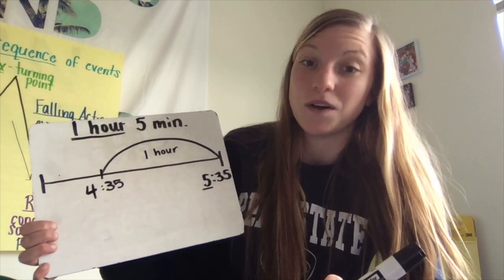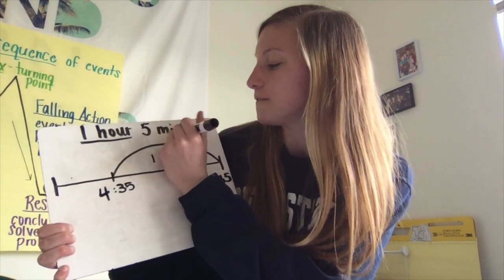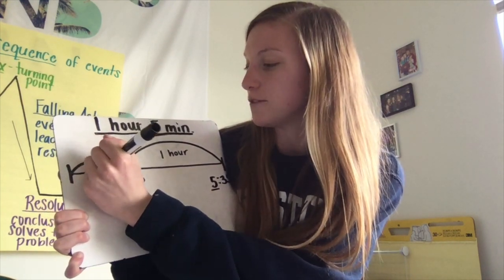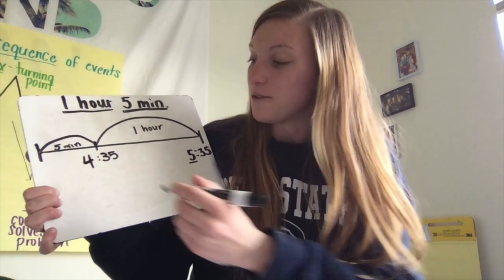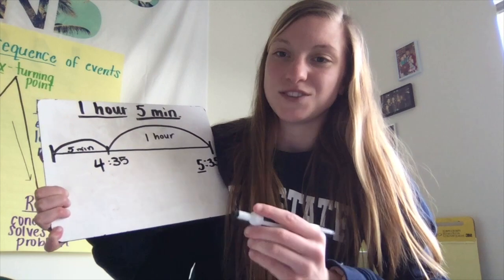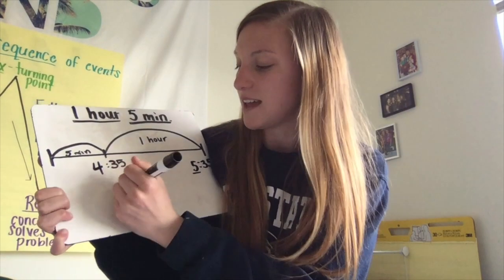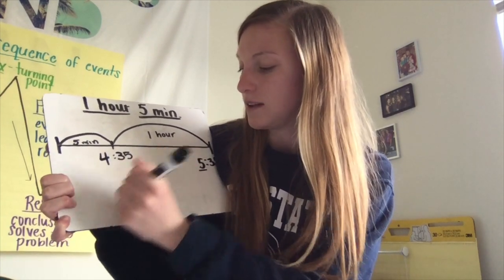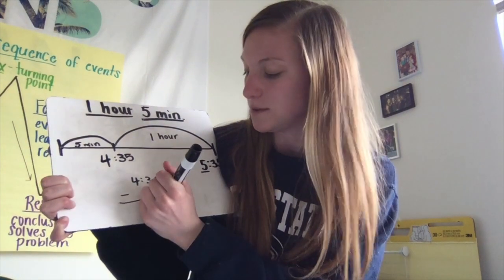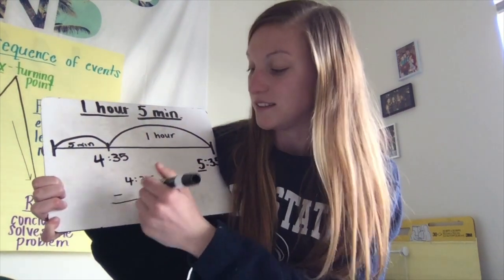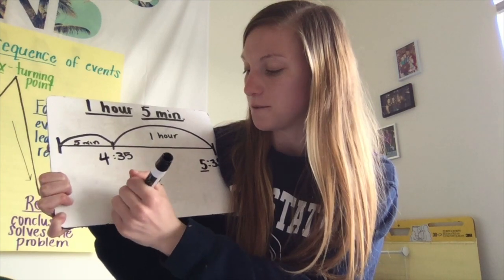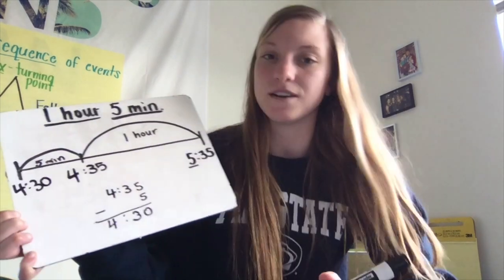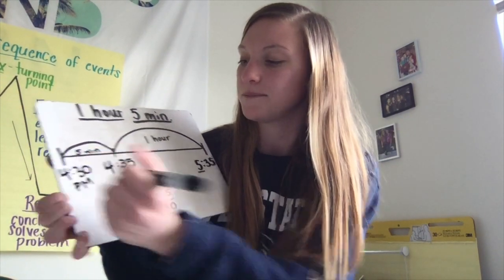But he didn't read for just 1 hour. He also read for another 5 minutes. So I'm going to take another 5 minutes away and move backward 5 more minutes. Now, if it was 4:35, we need to move backward 5 minutes. So I'm going to take 5 minutes away from 4:35. And if I have 5 minus 5, I know that equals 0. 3 minus nothing is 3. And we have our hour, 4:30. So that tells me that he started reading Harry Potter at 4:30 p.m.